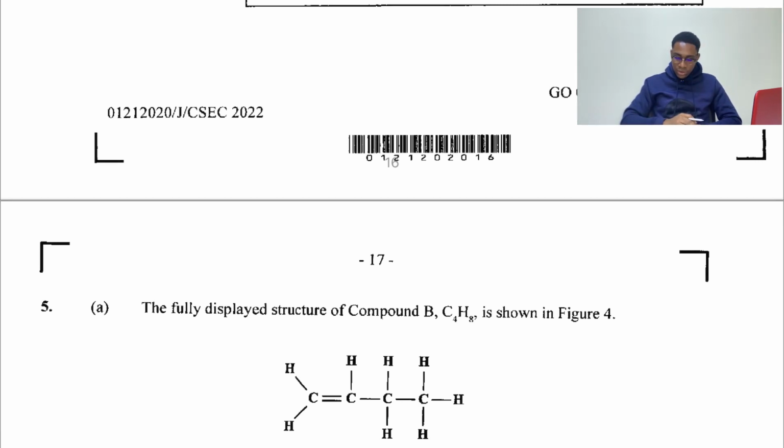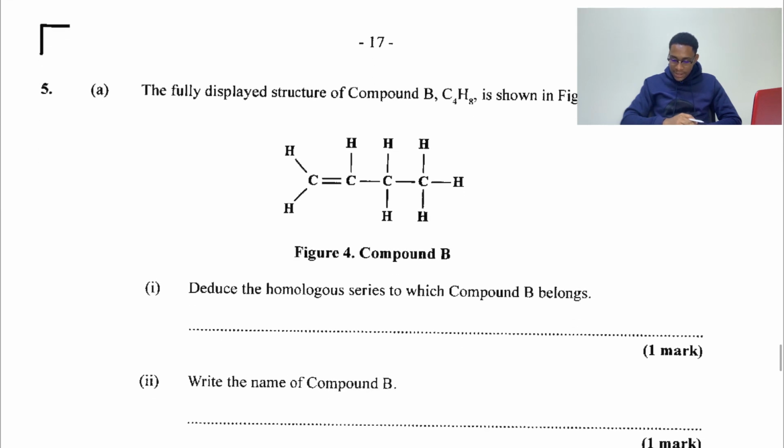5A, the fully displayed structure of compound B, C4H8, is shown in figure 8. Now, deduce the homologous series to which compound B belongs. Each homologous series has a functional group that places it within that series. Sometimes how I like to think of it is that I look at the compound and I use an alkane as my reference point, which has no double bonds, nothing at all, just regular carbons. So what looks like it shouldn't be there is normally the series that it belongs to. I hope that makes sense.